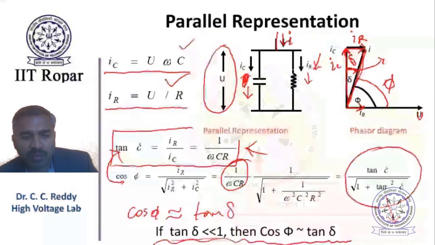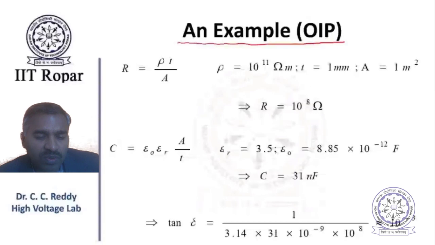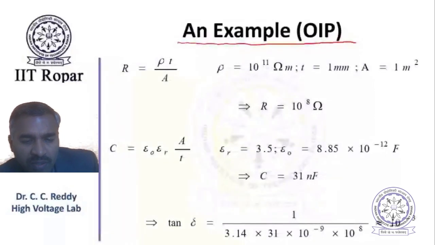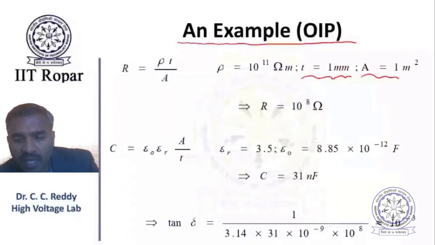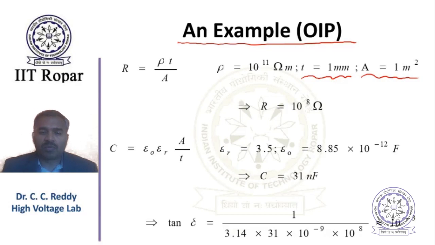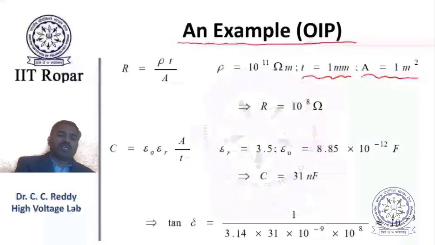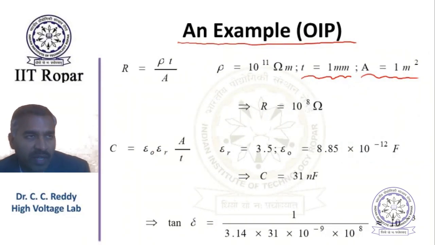Let us see by a typical calculation. This is oil impregnated paper, details I am giving you. Suppose the dimensions are thickness 1 mm and an area of 1 meter square, meaning, for example, it is wrapped on a cable or something like that, or wrapped on a winding.